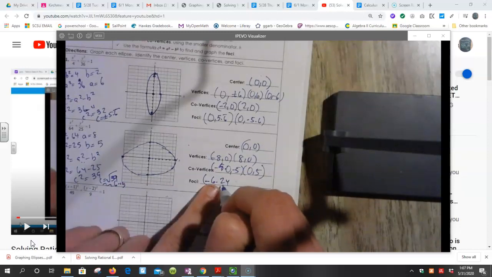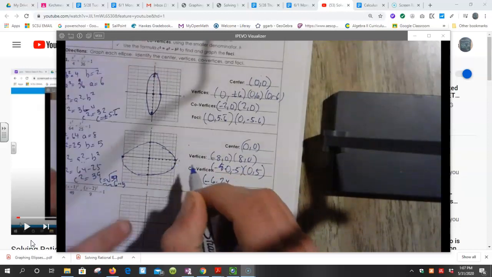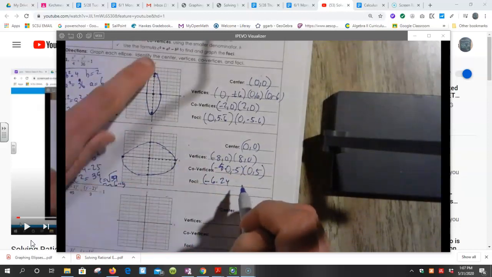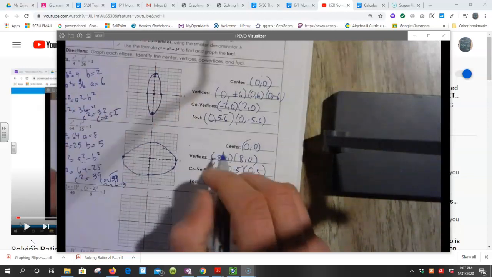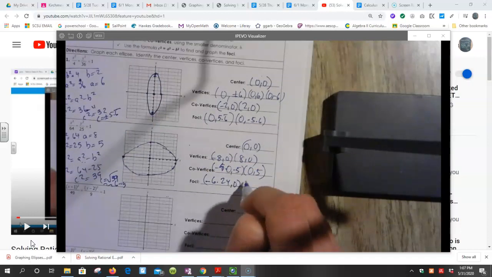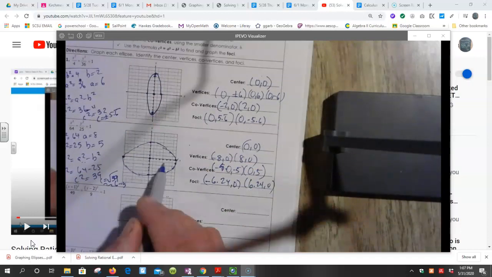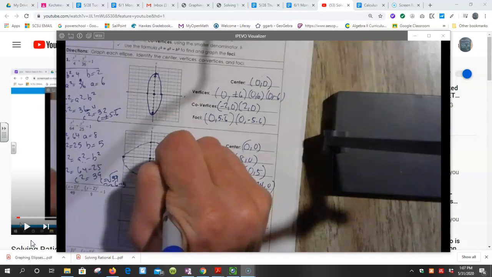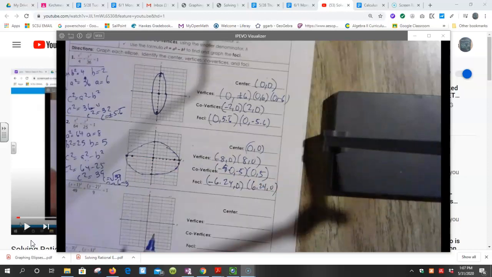You know it has to be in the x-coordinate because that's the wider one. So the foci number, c, would go along with the larger x distance. So it's (negative 6.24, 0) and (6.24, 0). Our foci would be right around there and right around there. Those would be our foci.